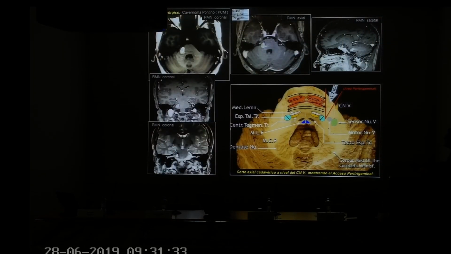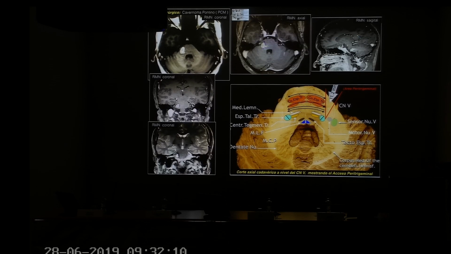For example, one surgical case in my hospital: a young boy, here one cavernoma, the same cavernoma close to the 5th nerve in the peritrigeminal area. To access this peritrigeminal area, this schematic example can show you the disposition of the peritrigeminal area. The peritrigeminal area is medial to the root of the 5th nerve, and you can enter very straight in this direction, no more than 11 millimeters.